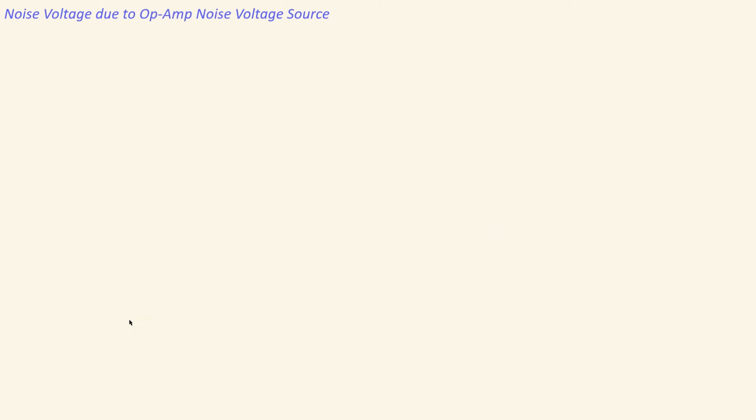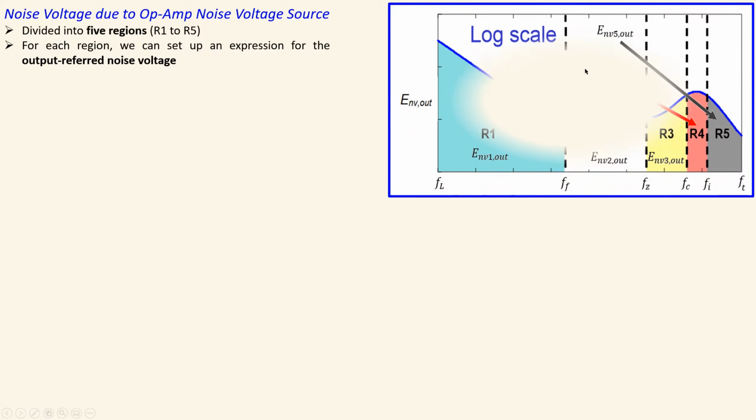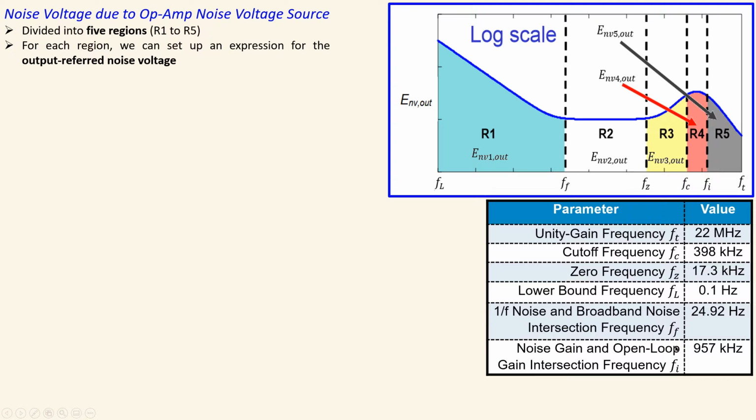Okay, the final one is the noise voltage due to the op-amp noise voltage sources, and those are of course again the 5 regions here. We have again R1 up to R5. For each region we have the contribution, and we have discussed this, and we have the important frequencies determined in the previous discussion, and these are now summarized here.